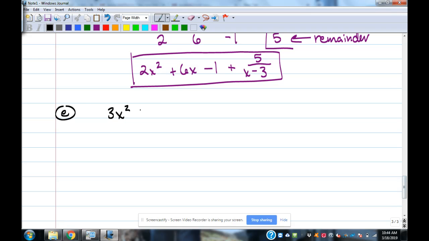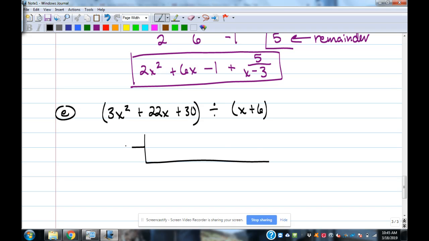3x squared plus 22x plus 30 divided by x plus 6. Descending order. Make sure everybody's got a representative: 3, 22, 30. What goes on the shelf for this one? -6. It's going to swap that sign every time. That's all it's going to do to it.